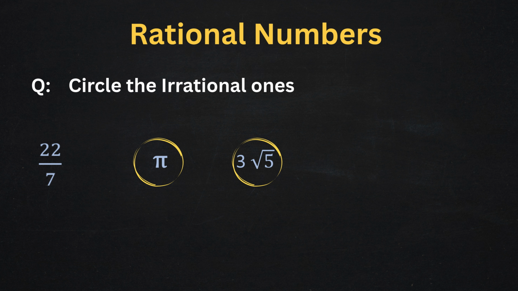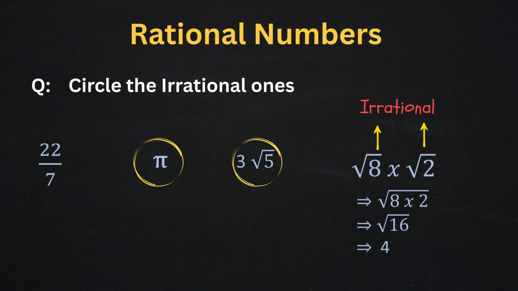The last one, under root 8 into under root 2, is a bit tricky. The trick is under root 8 itself is irrational and under root 2 itself is irrational. We don't exactly know the value of under root 8 and under root 2. So both are irrational numbers if written independently, but here they are multiplied together. We have learnt in indices that once same power numbers are multiplied or divided together, we can take the power common. So under root 8 multiplied by under root 2 gives us under root 16, which is equal to 4.